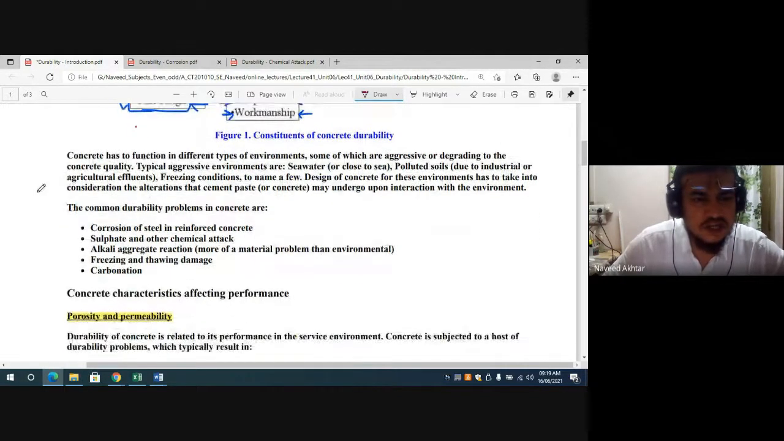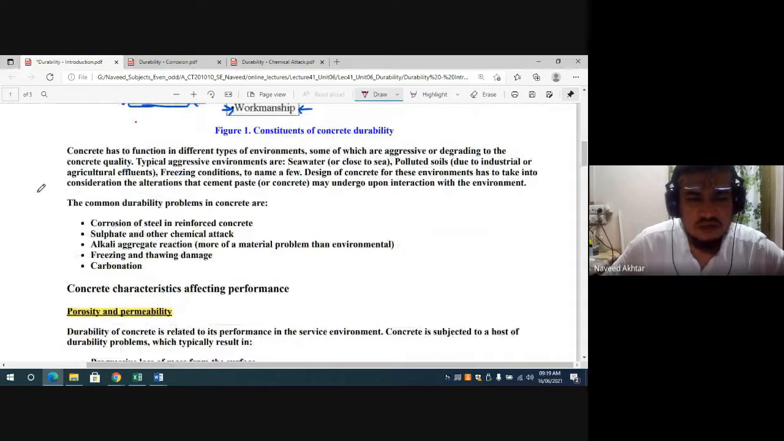So concrete has to function in different types of environment, some of which are aggressive or degrading to the concrete quality. Typical aggressive environments are seawater, the structure at polluted soil due to industrial or agriculture effluents, freezing conditions. Design of concrete for this environment has to take into consideration the alteration that cement paste or concrete may undergo upon the interaction with the environment.